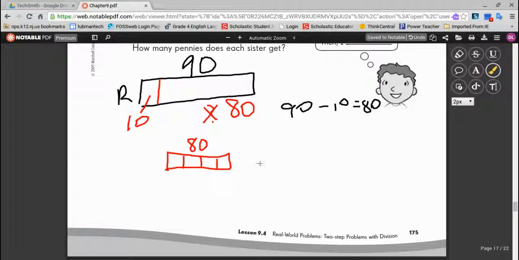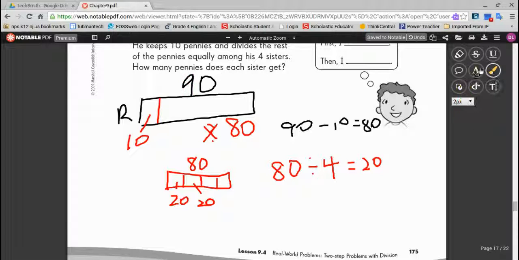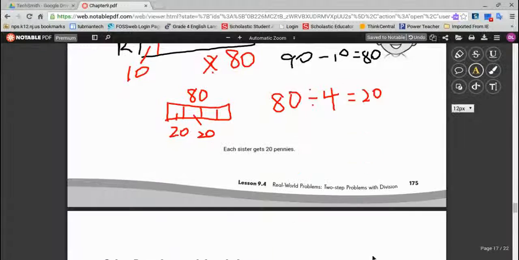And it says how many pennies does each sister get. So if I'm taking 80 and I'm breaking it up into 4 groups, or sharing equally among 4 groups, that means I am dividing. 80 divided by 4. Alright, and we know 8 divided by 4 is 2. So 80 divided by 4 is 20. So each one of these is 20. Which means each sister gets 20. How many pennies did each sister get? So let's write that into a sentence. Each sister gets 20 pennies. And that's page 175.